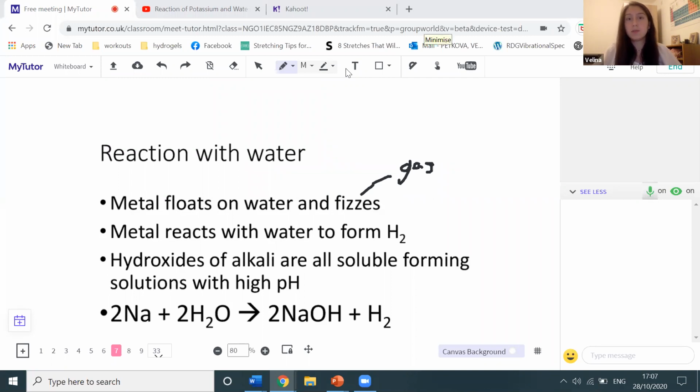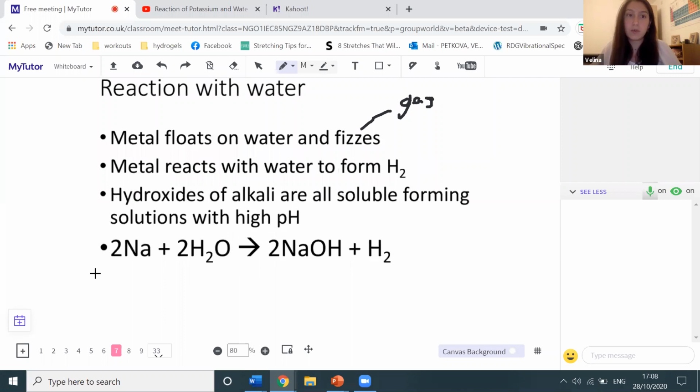So once the sodium loses its outer electron and forms an ion, it's just called a sodium ion, Na+. That's what the sodium forms. So metal floats on water and fizzes. The fizzing is due to a gas being released. So metal reacts with water to form H2. As we know, H2 is a gas, so that fits perfectly. So the fizzing is because hydrogen is produced.